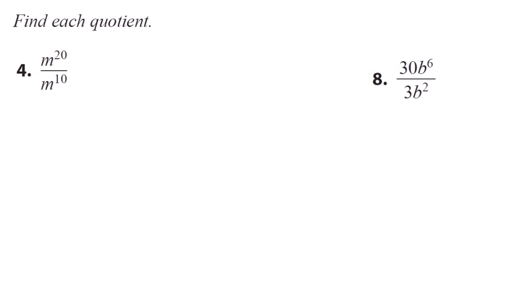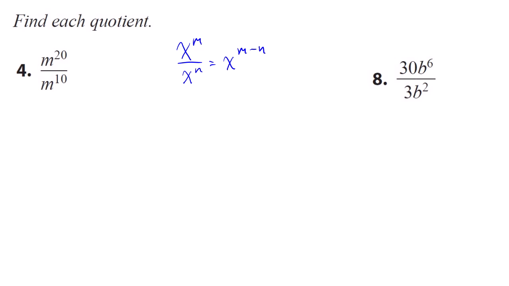So we've actually done this before, right? We've divided monomials by monomials before, like number 4. We know how to do this, right? We have m to the 20th divided by m to the 10th. We know that if we divide like bases, then we can subtract the exponents, right?